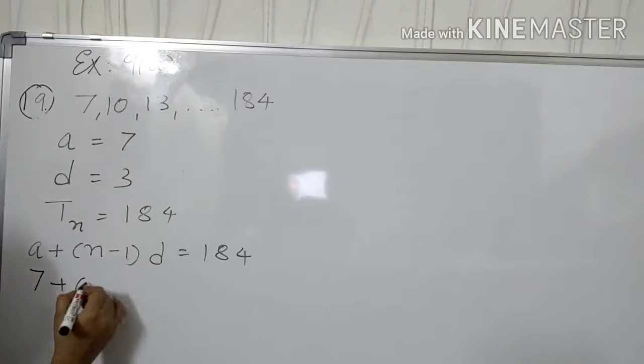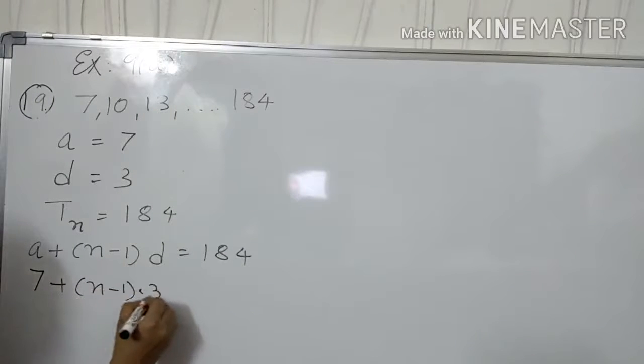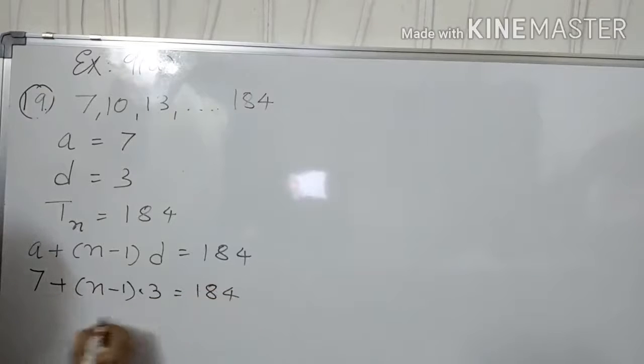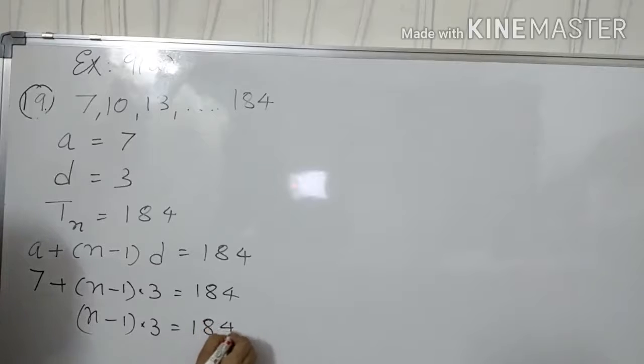So now n minus 1 as it is and d is 3 is equal to 184. (n minus 1) into 3 equals 184 minus 7, that is 177 into 3. Now n minus 1 equals 177 divided by 3. So here the 5s are 9s are. So n is equal to 59 plus 1. So n value is equal to 60.